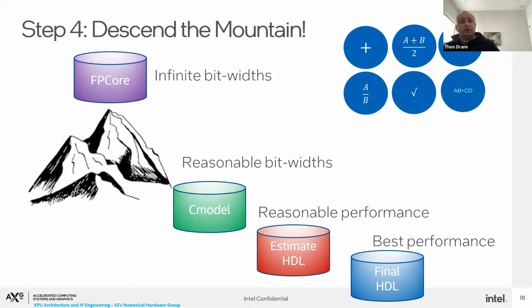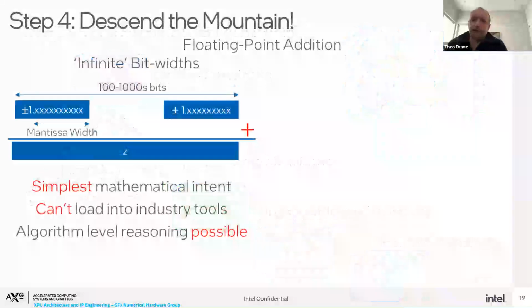We then need an estimate of the HDL cost. So we need something that is then reasonable performance. And then ultimately we need to refine it so it has best performance. So this is ideally what we would like. And typically, of course, this is done by hand, and there may be no way of linking these models together or proving that these models are equal, or even ideally deriving these models from each other. So let's have a look at the first one.